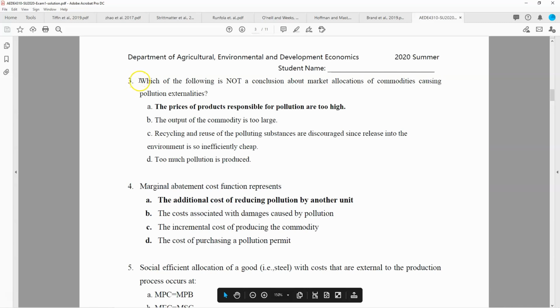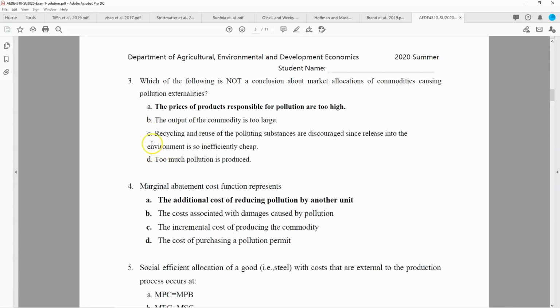And question 3, which of the following is not a conclusion about market allocations of commodities causing pollution externalities? So there are so many reasons that cause the pollution externality. For example, the price of the product is too low, and the production of the product is too high, and the recycling and the reuse of the pollution are discouraged because pollution is so cheap.